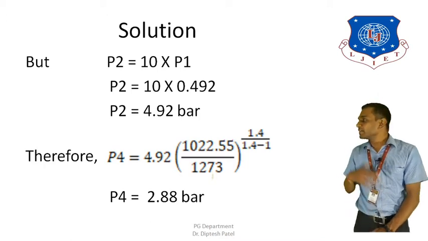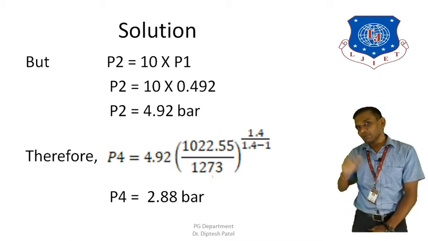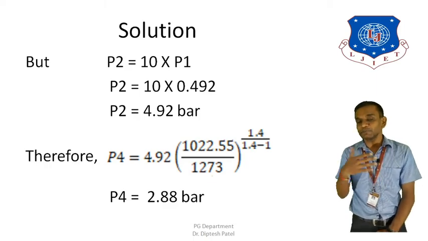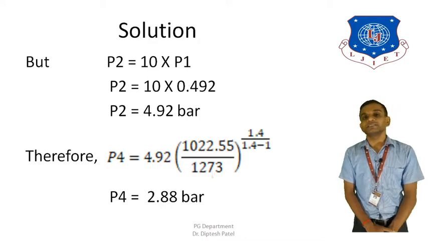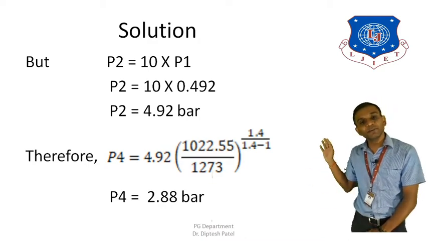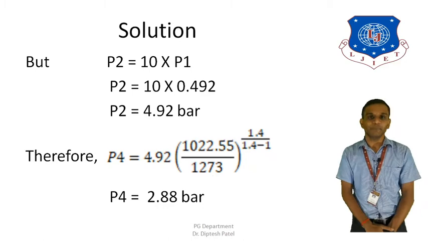Now since we got the value of P2, we are going to put that value in the equations, and we can get P4 is equal to 4.92 into (1022.55 divided by 1273) raised to 1 upon 1.4 divided by 1.4 minus 1. So this is how we can get the value of P4, and that is 2.88 bar.